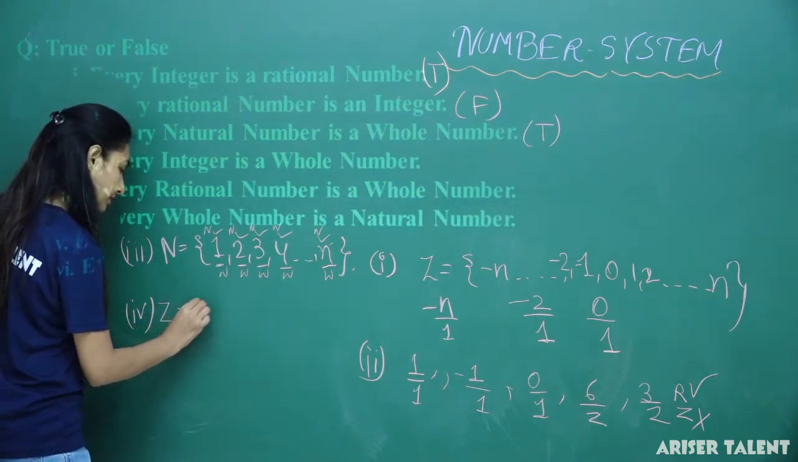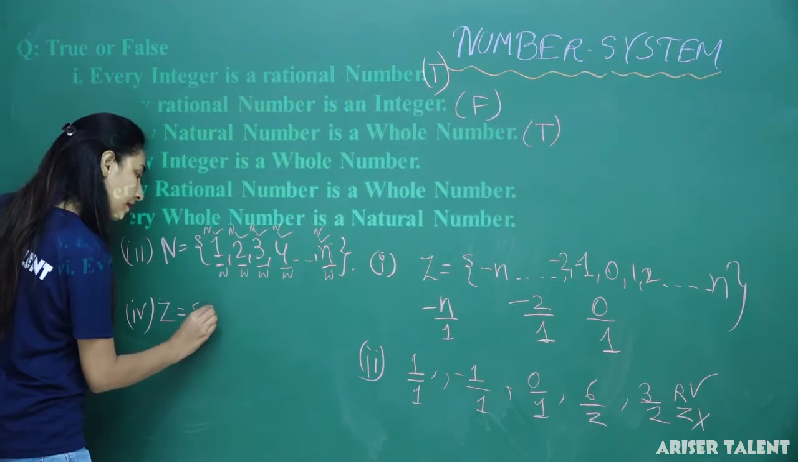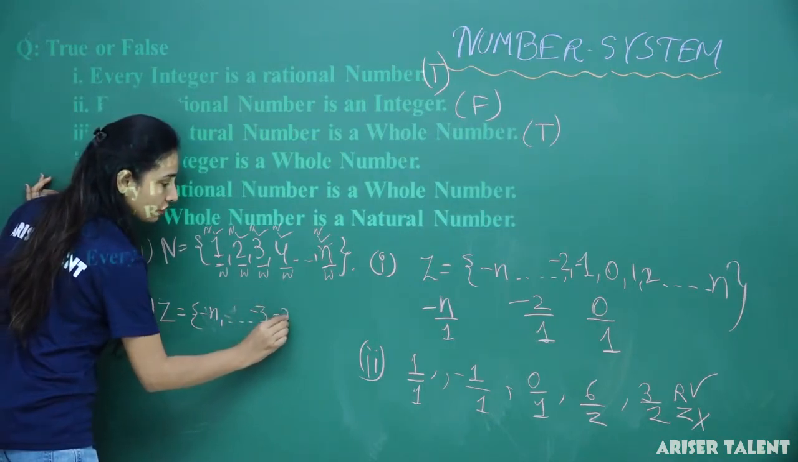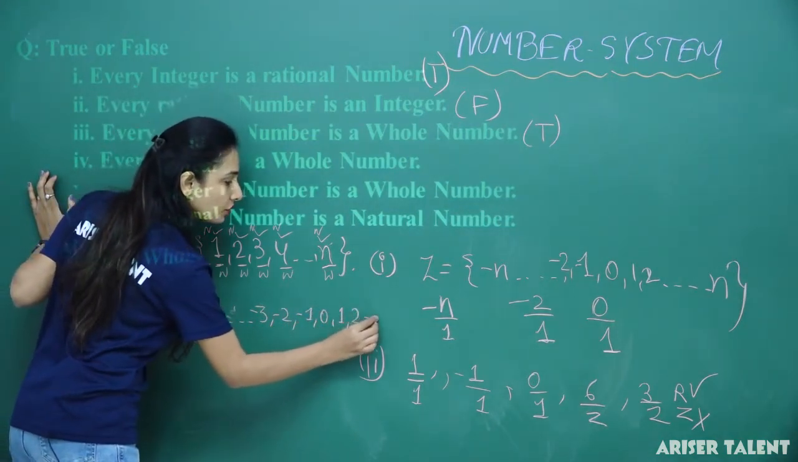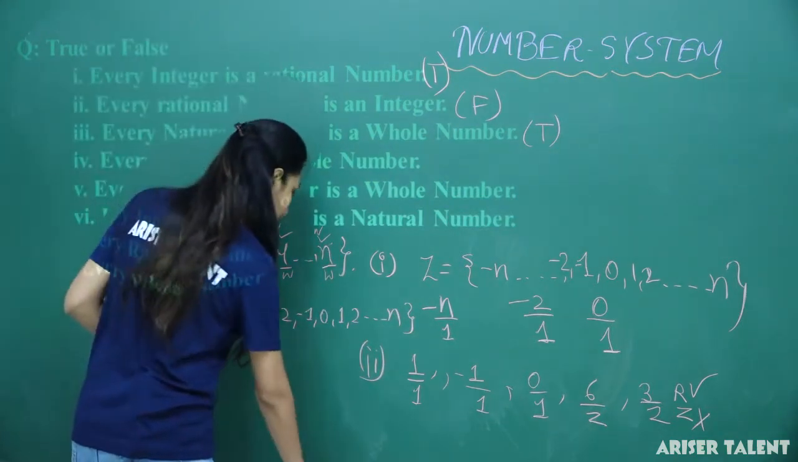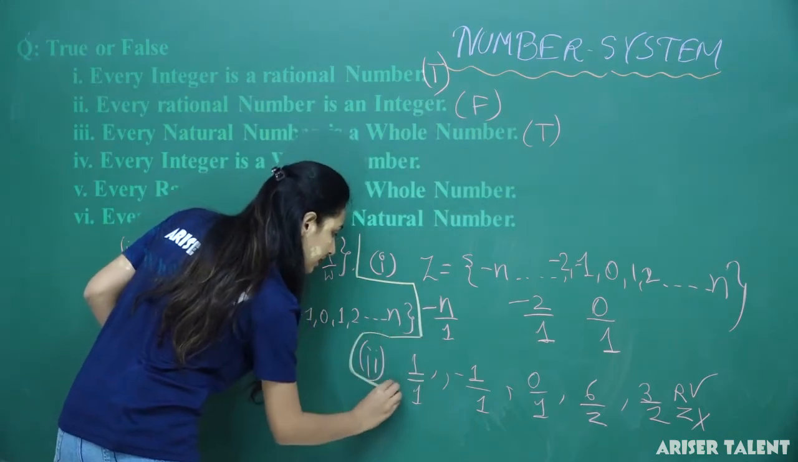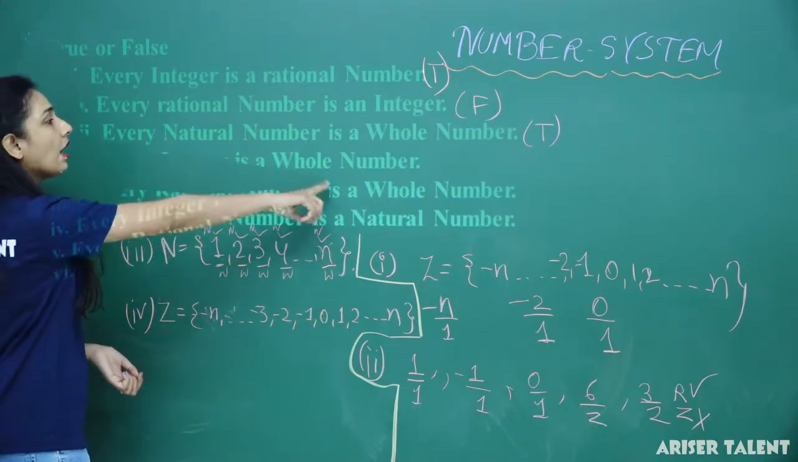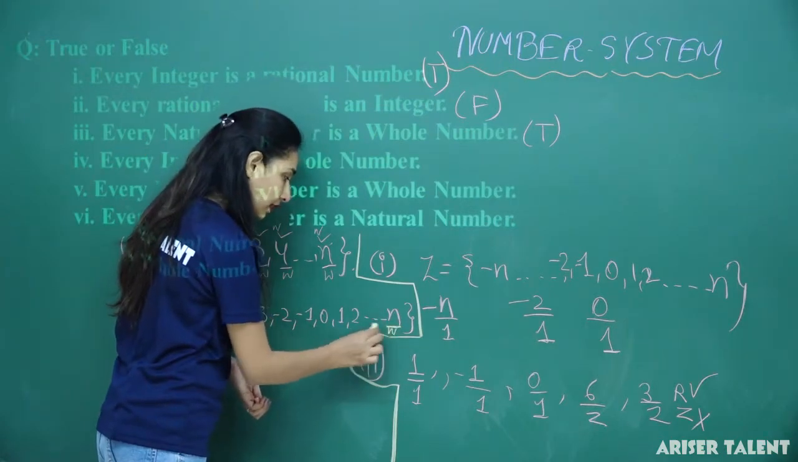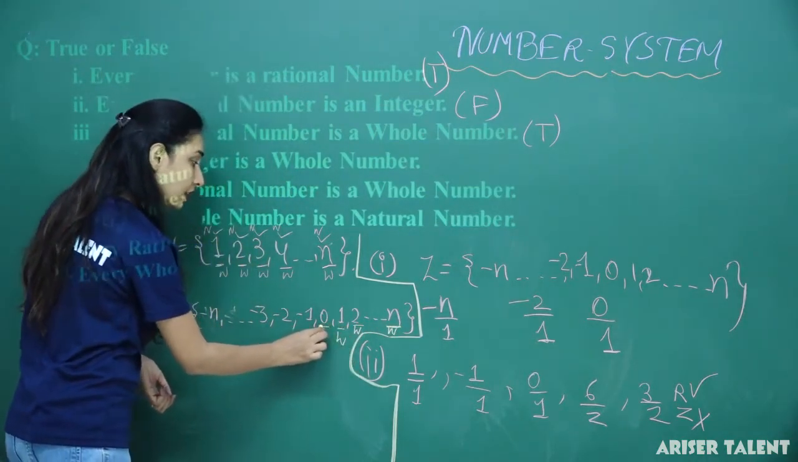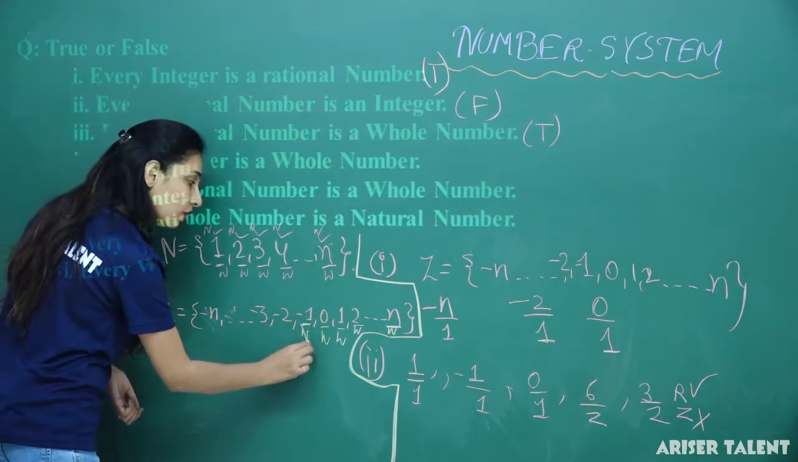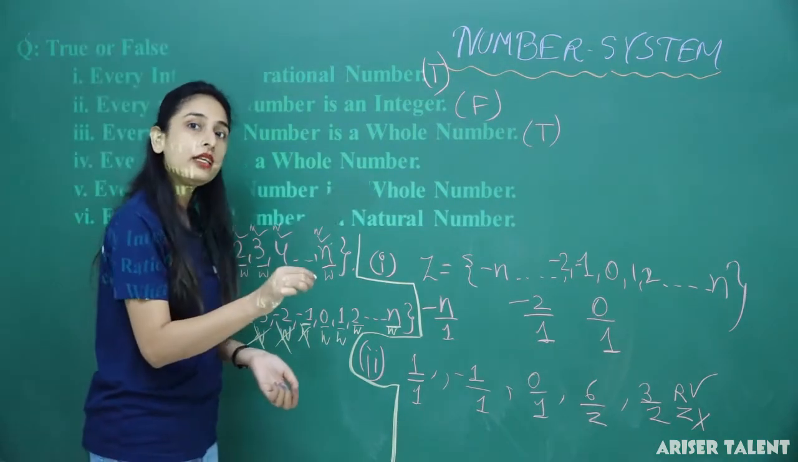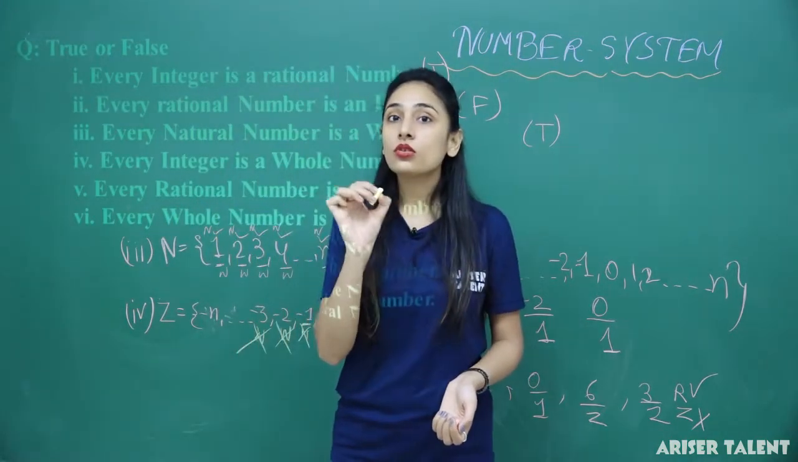So, for the fourth one, I will be having this integer set: minus n, minus 3, minus 2, minus 1, 0, 1, 2 till n. So, these are all integers. Now I have to check whether these integers are whole numbers or not. This is a whole number, this is a whole number, this is also a whole number, but this is not a whole number. This is not a whole number, this is not a whole number. That means if you talk about every integer, no, every integer is not a whole number.